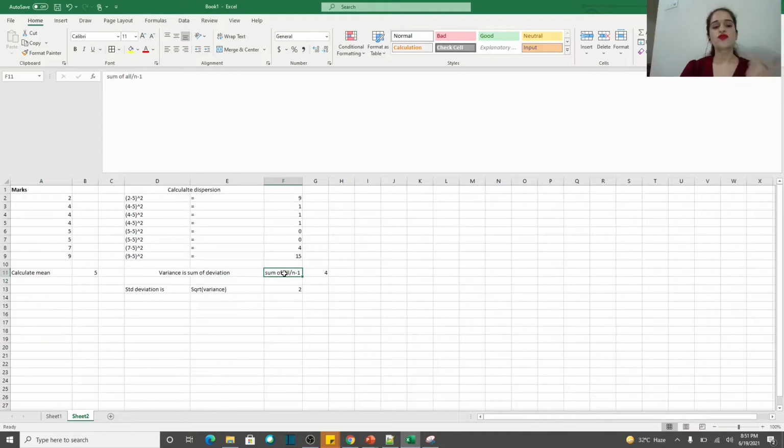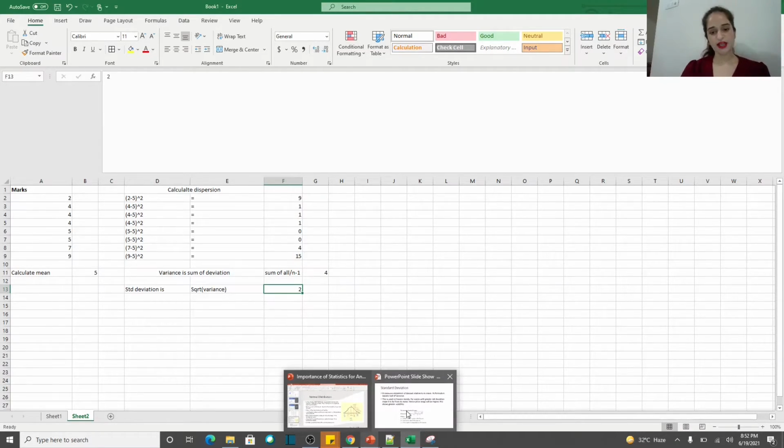Now I want to know the variance. Variance is the sum of these dispersions divided by n minus 1. By summing all of these and dividing, we get the value 4. Now as I told you, standard deviation is the square root of variance. We have got the variance as 4. The square root of 4 is 2. So we have calculated the standard deviation for this data set as 2. You do not have to calculate standard deviation manually every time. It is very easy. Excel has a function to calculate it. In Python also you will find a function to calculate this.